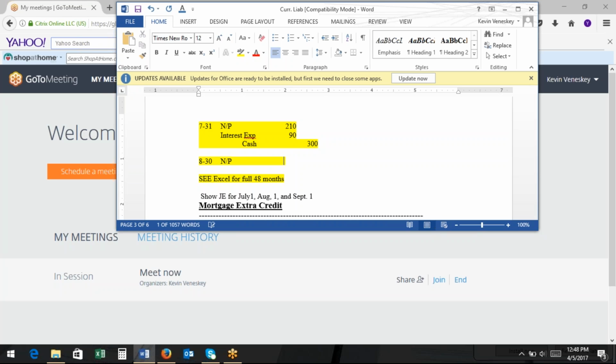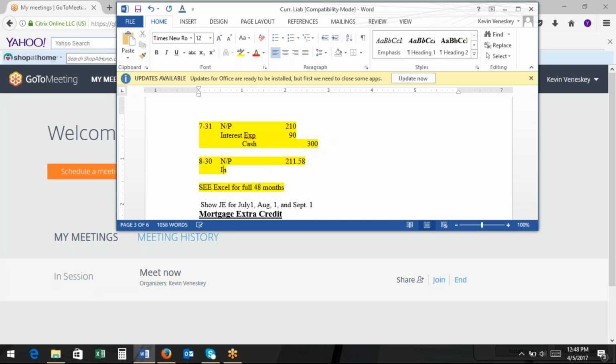So I can go ahead and do my journal entry. How much came off my note? Well, that was the $211.58. The interest expense, the thank you for loaning me money, was the $88.42, all because I had a cash payment of $300.